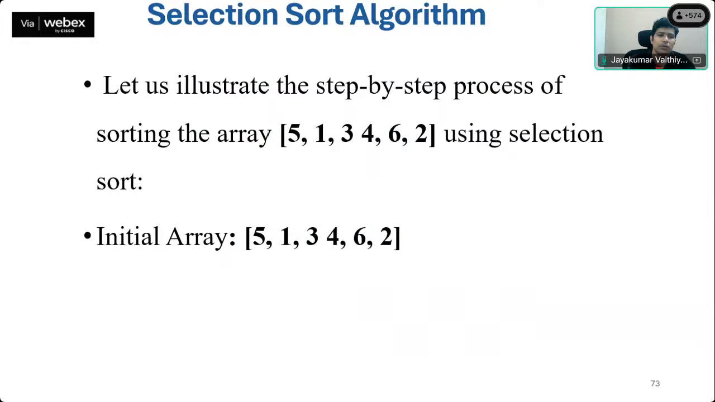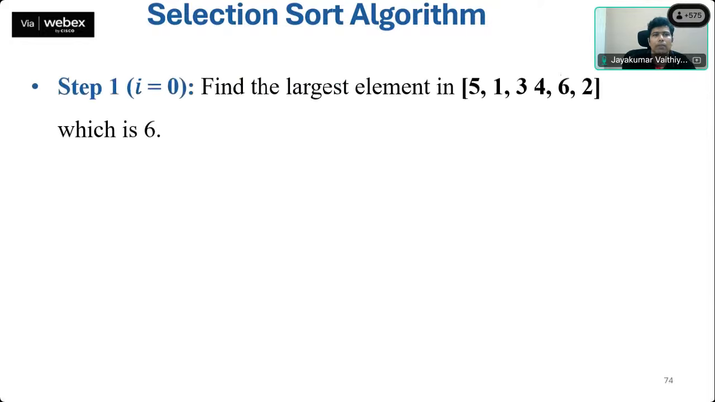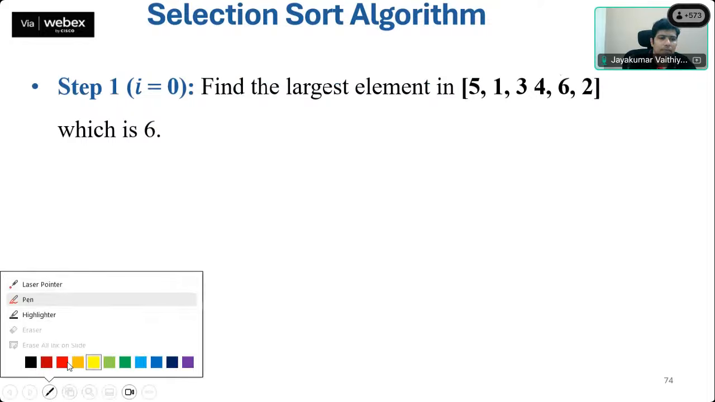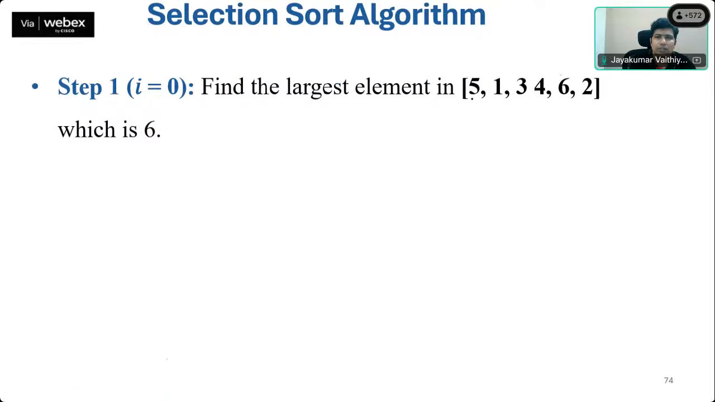Okay, so we'll declare some array and store it in that variable. What is step 1? The iteration is i equal to 0. So we are searching in the first location, the 0th position. Find the largest element in the array.